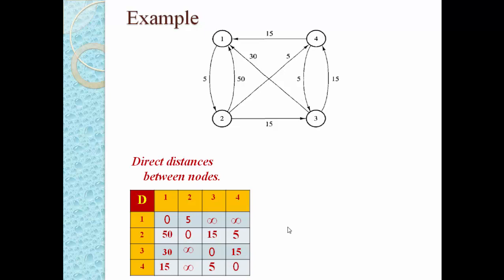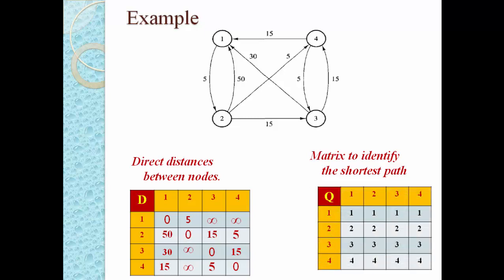So in this way we have to fill our capital D matrix initially, and we store the direct distance between all the nodes. Now the second step is, we have to prepare another matrix, and this matrix is basically used to identify the shortest path, and it is basically used to identify the intermediate node. Again, the size of this matrix will be 4 by 4, 4 rows and 4 columns, because we have 4 nodes.